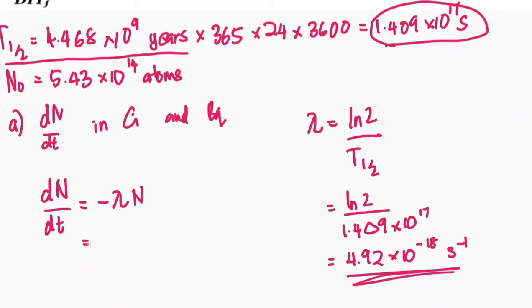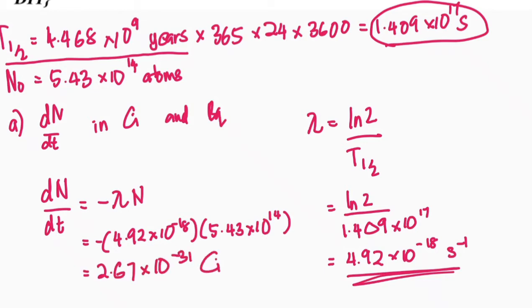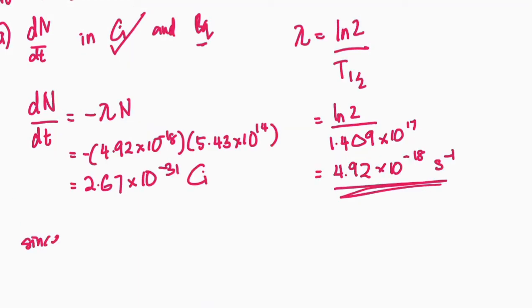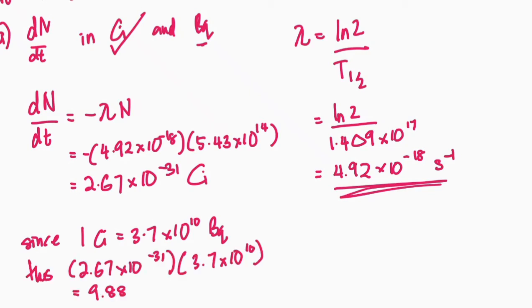We are going to put it back into this equation with the nuclei like that. And our final answer is 2.67 times 10 to the negative 31 Curie. We have done it in Curie. Now let's go to Becquerel. Alright, since 1 Curie equals 3.7 times 10 to the 10th Becquerel, we have to multiply by 3.7 times 10 to the power 10. So we will get 9.8827 times 10 to the power 21 Becquerel. We are done with question A.